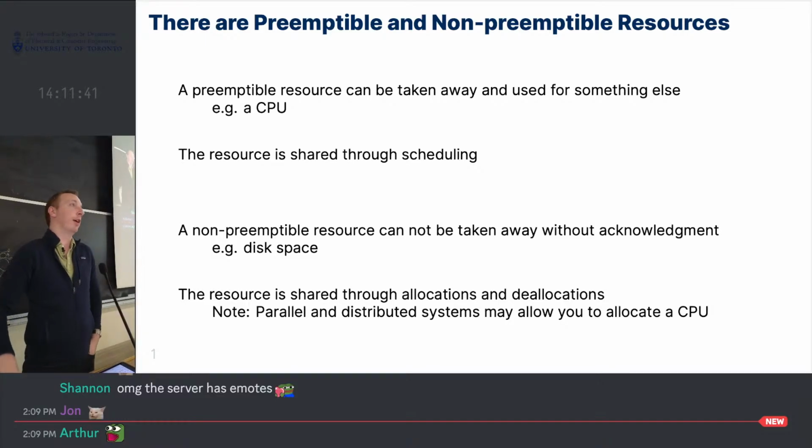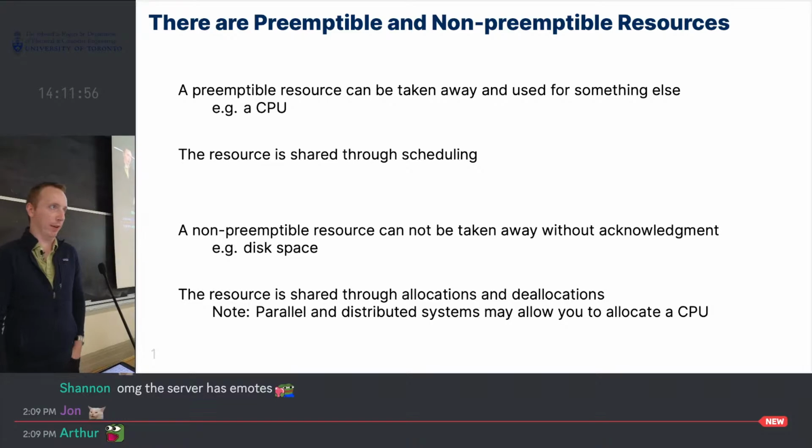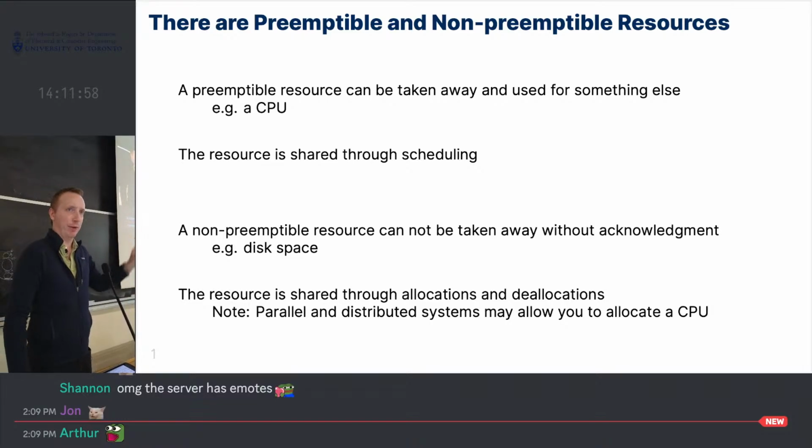And if you ever get into high performance computing, suddenly CPUs become non-preemptible resources, where you can say, hey, I need this CPU exclusively for an amount of time, and then you give it back whenever you're done with it. But for this course, for general computing, we don't do that with CPUs.